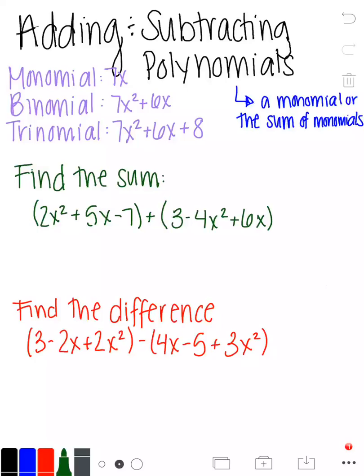A binomial, now we're adding, is two terms. You can add, subtract, multiply, divide, whatever. So now we have 7x squared plus 6x, so two terms, binomial. Trinomial, obviously going up, we're going to have three terms. So 7x squared plus 6x plus 8 would give us a trinomial.